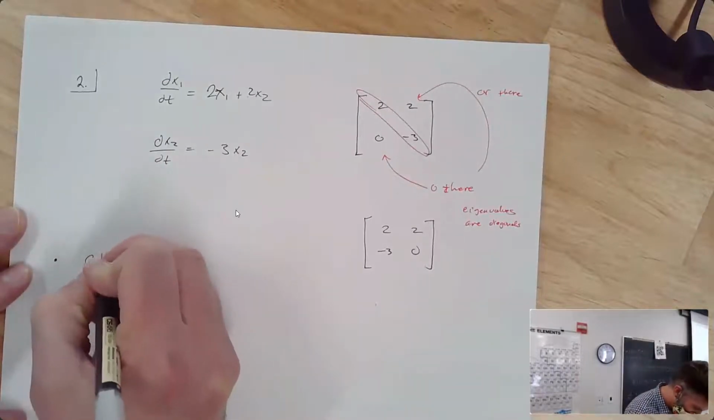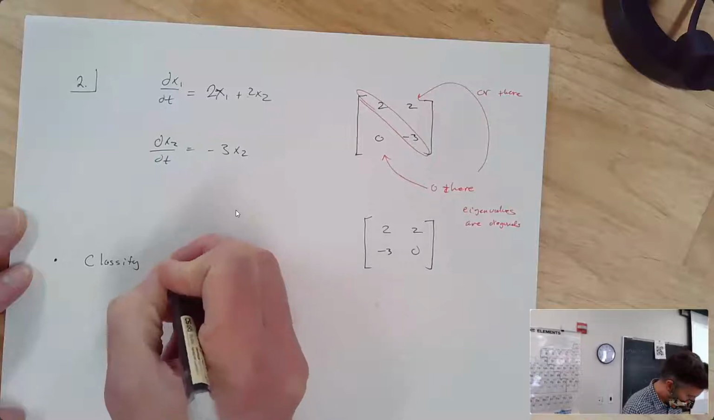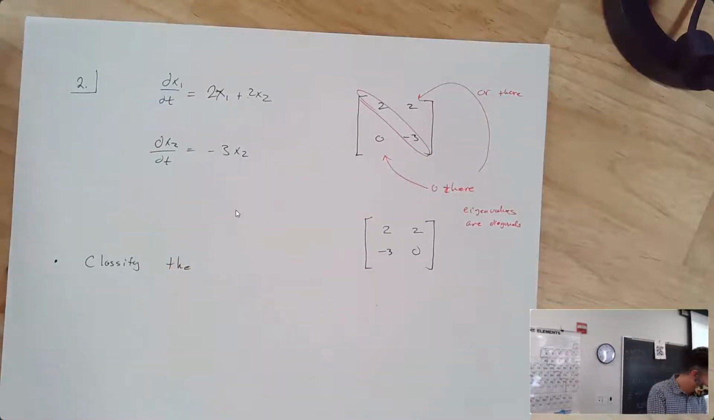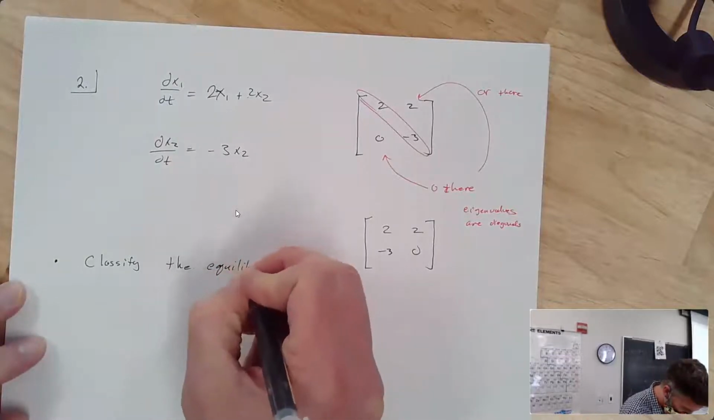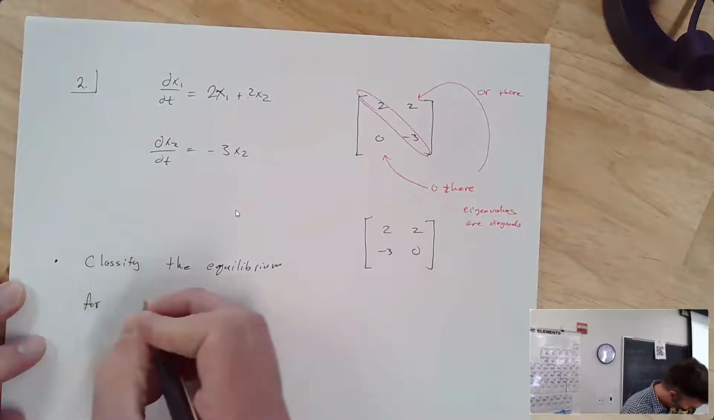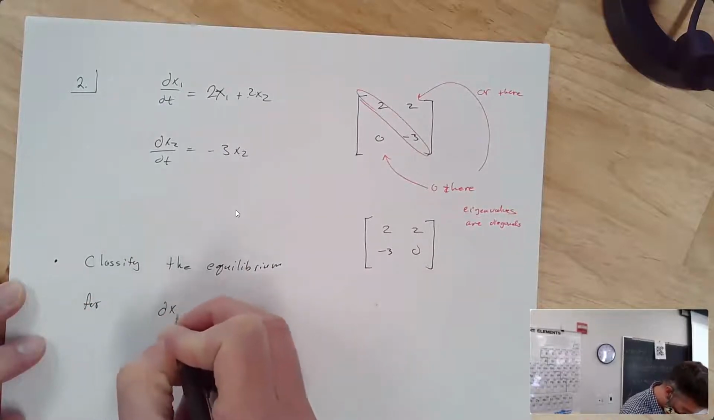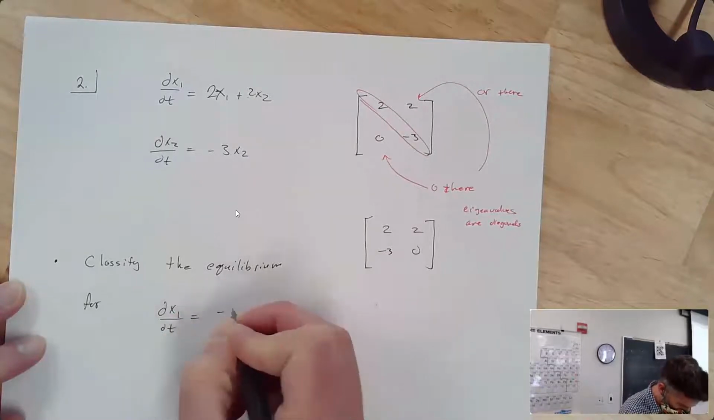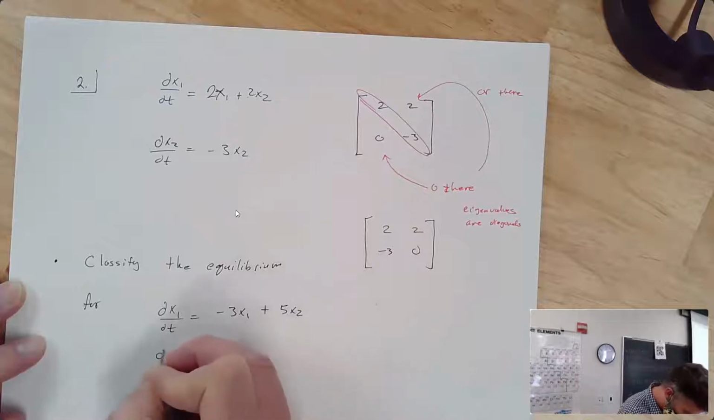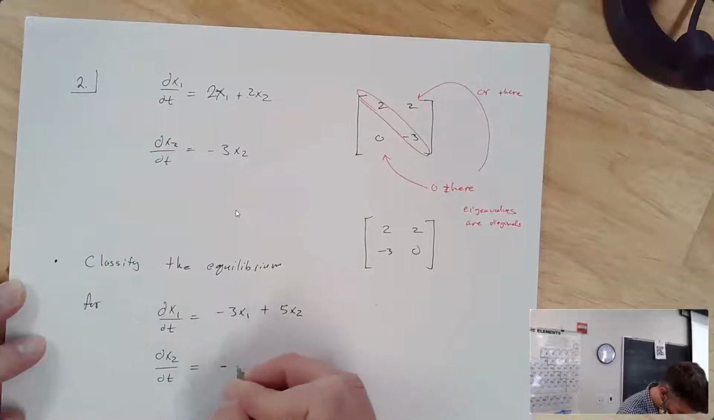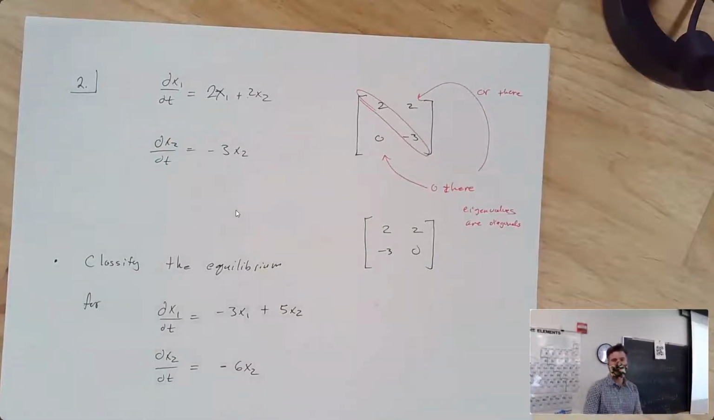So I want you to classify, what's the language I want to use here? Sorry. Let me make sure I say this the right way. Classify the equilibrium for this system. Let's see. dx1/dt = -3x1 + 5x2 and dx2/dt = -6x2.